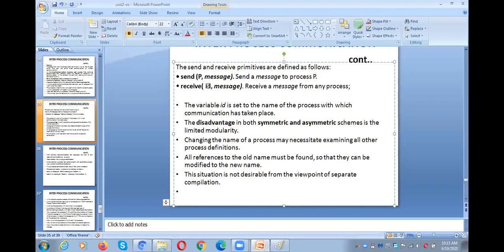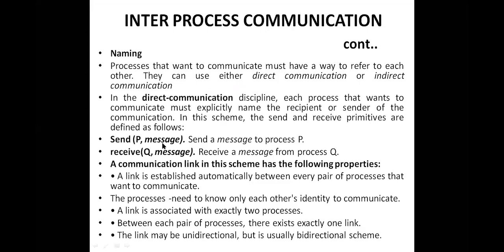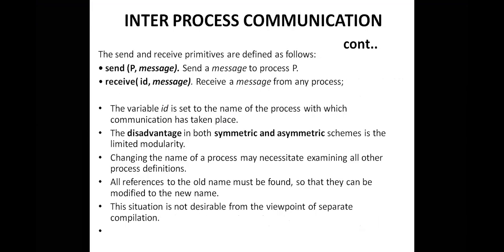In the previous example, send P comma message means sending a message to P. Receive Q comma message means receive a message from Q, and we are receiving a message from only Q, not any other process. But in this particular case, send P comma message means we are sending a message to process P. Receive ID comma message means we are receiving the message from any other process. Here we are not mentioning the receiving process name. That is the difference between the previous one and this one.